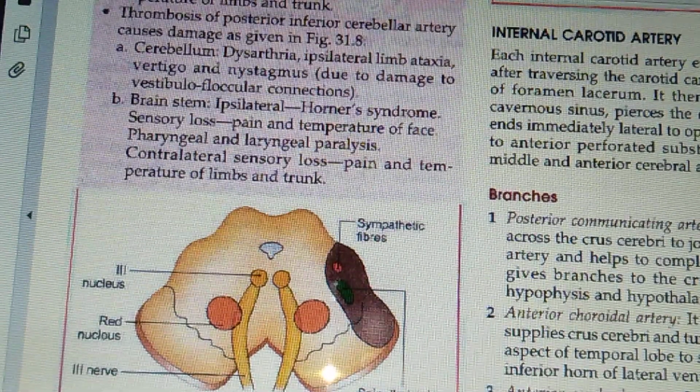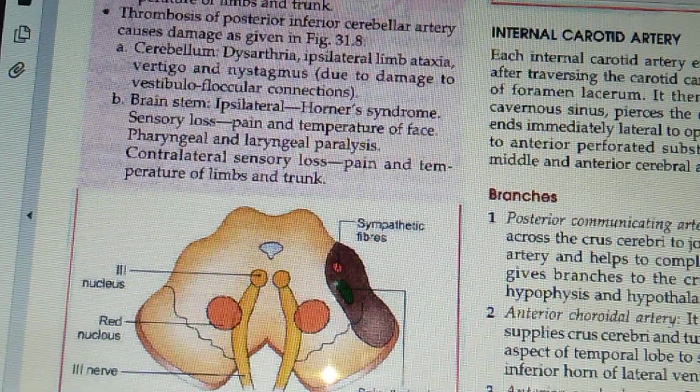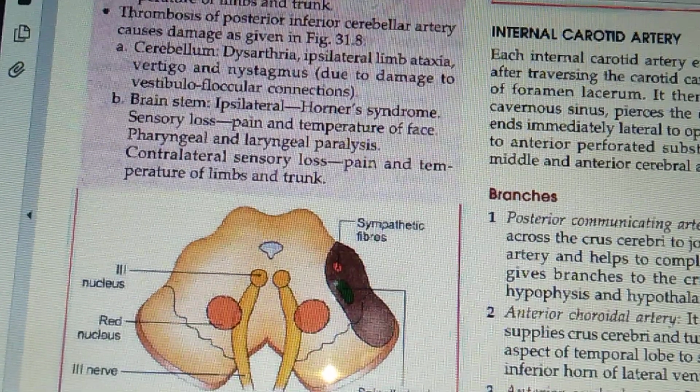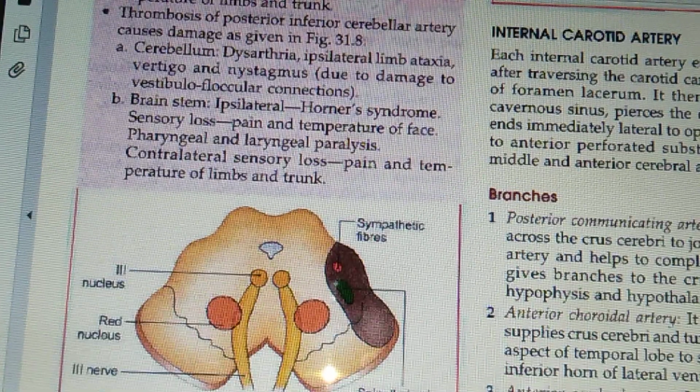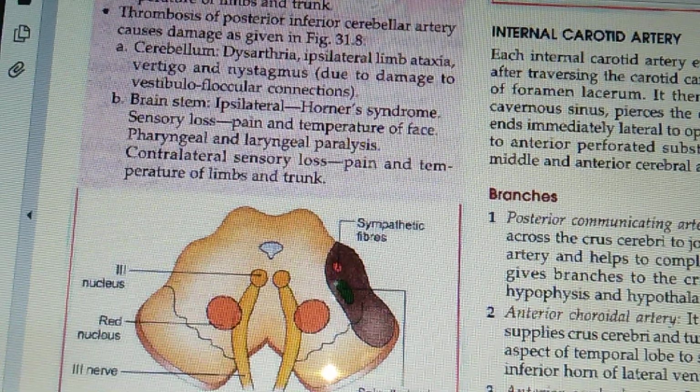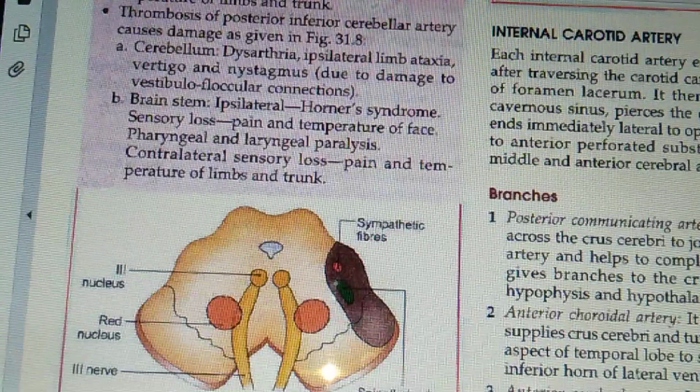Then in the brainstem, it leads to ipsilateral Horner's syndrome, sensory loss, pain and temperature of the face, pharyngeal and laryngeal paralysis, and contralateral sensory loss, pain and temperature of the limbs and the trunk.